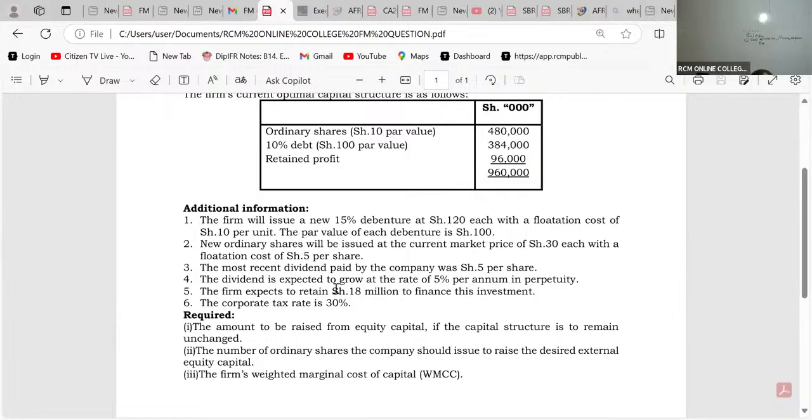The new ordinary shares will be issued at the current market price of 30 each with a flotation cost of 5 per share. The most recent dividend paid by the company was 5 per share. The dividend is expected to grow at the rate of 5% per annum in perpetuity. The firm expects to retain shillings 18 million to finance this investment. The corporation tax rate is 30%.